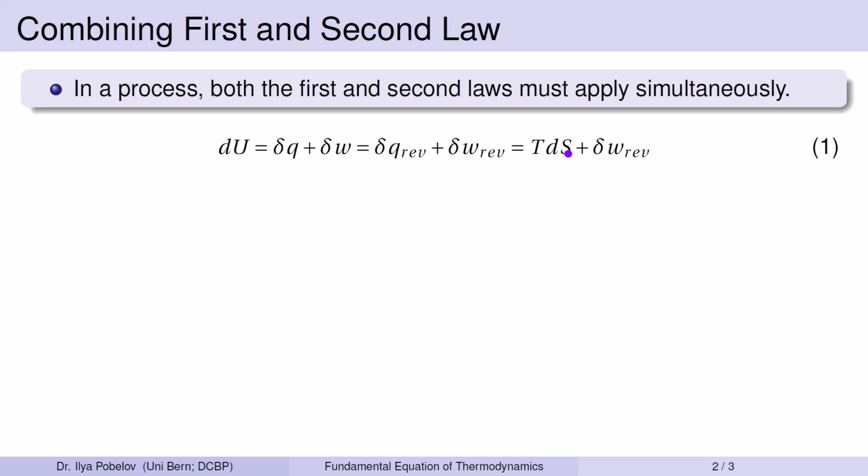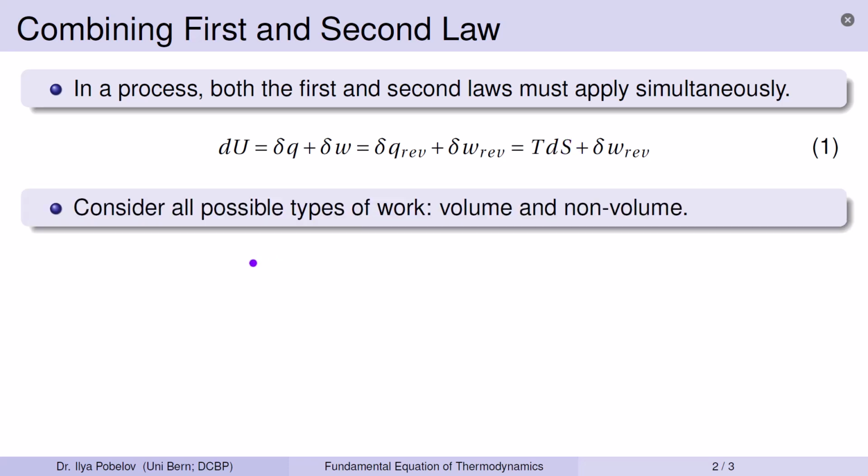According to the definition of entropy, reversibly exchanged heat is equal to the product of current temperature in the system and the differential of entropy dS. For the sake of generalization, we will consider all possible types of work done by or on the system. It consists of the familiar volume work due to expansion or compression of the system and other non-volume work types.